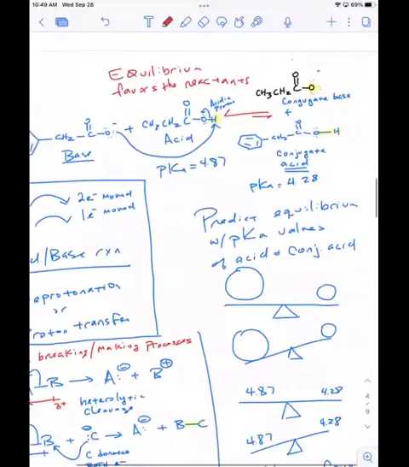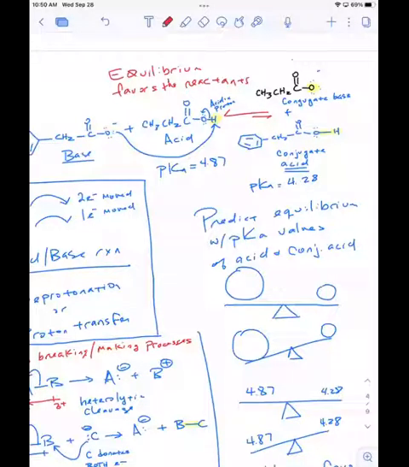Questions about that? If you know the pKa, and I know we went through a long drawn out illustration, but I did that on purpose. So anytime you see an acid-base reaction, you can predict equilibrium if you know the pKa of the acid in the reactants and the conjugate acid in the products. You can figure out if it's going to favor reactants or products.